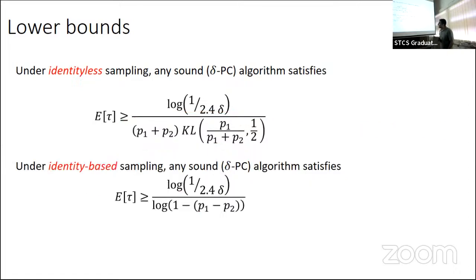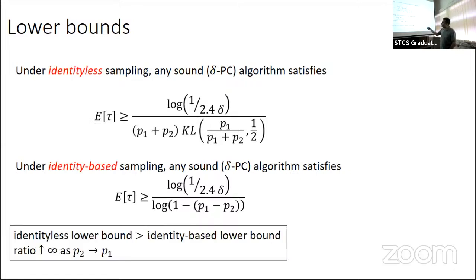Right? If you do identity-based sampling, again, the corresponding lower bound is different. It has the same log 1 by delta type dependence on the error threshold, but the dependence on the instance is now different, right? And again, in this case, it turns out that the lower bound corresponding to identity-based sampling is in fact lower than the lower bound corresponding to identity-less sampling. And in particular, if you take the ratio of these two, that ratio goes to infinity as P2 approaches P1. So in other words, in the limit as my problem instance becomes harder, multiplicatively, identity-less sampling takes considerably more time as compared to identity-based sampling.